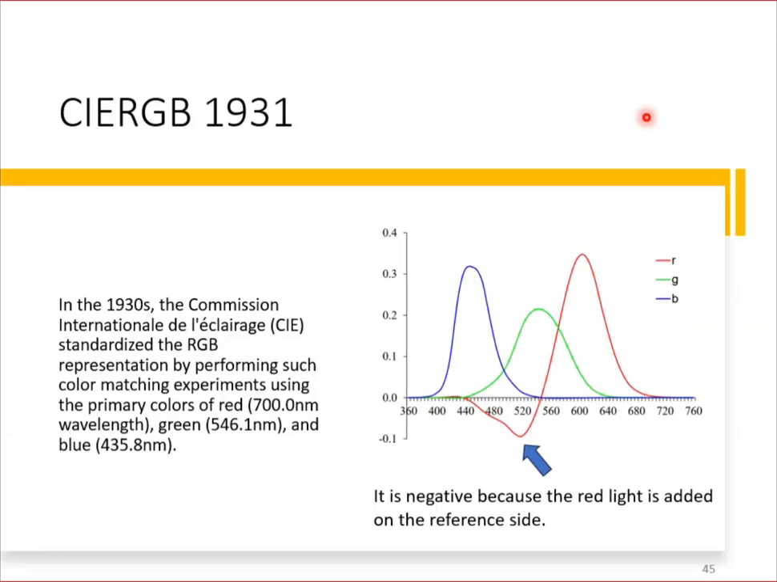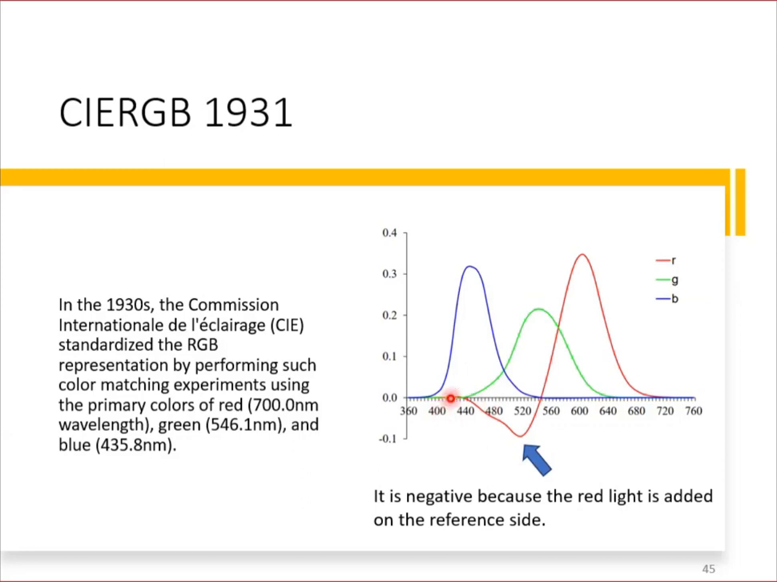Okay, then they create a set called CIE RGB 1931. Okay, so this is their result. They calculate the average of those observers and draw the three curves.